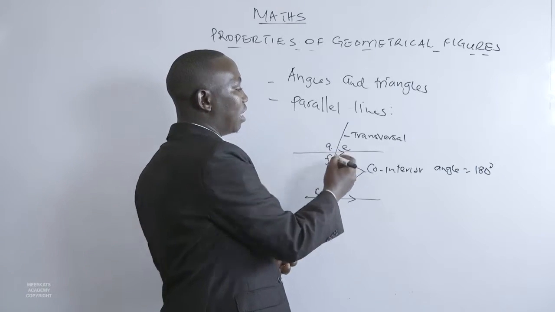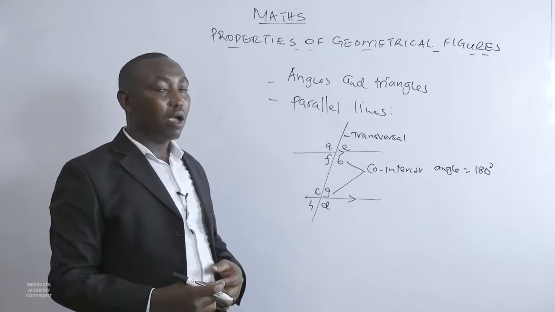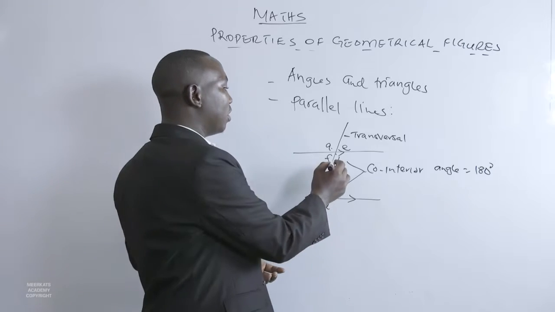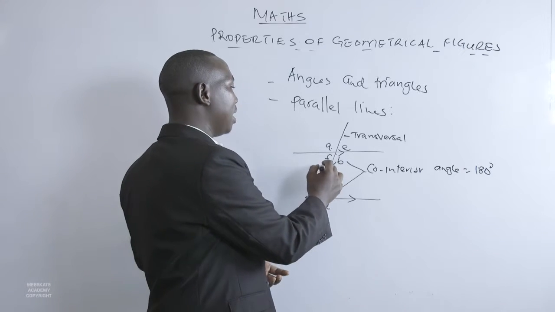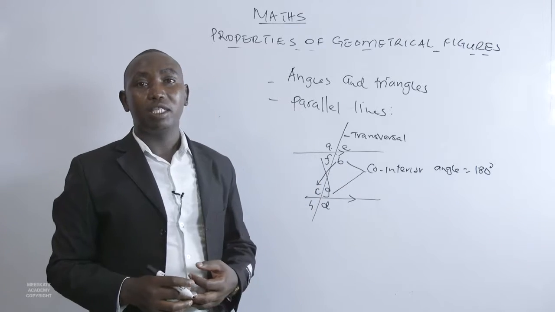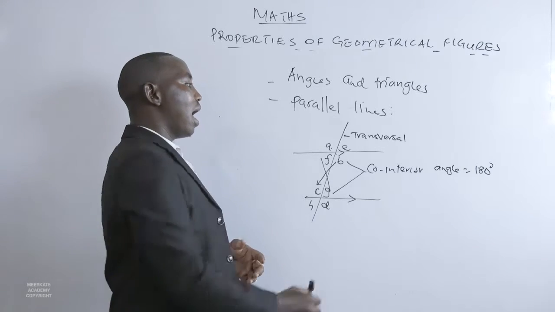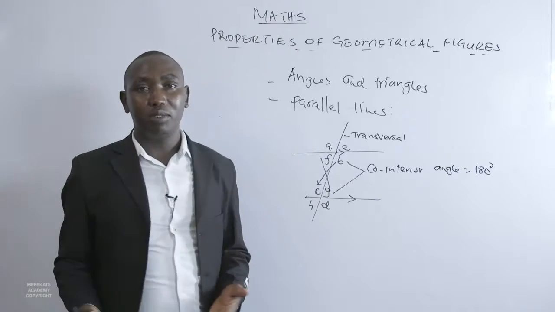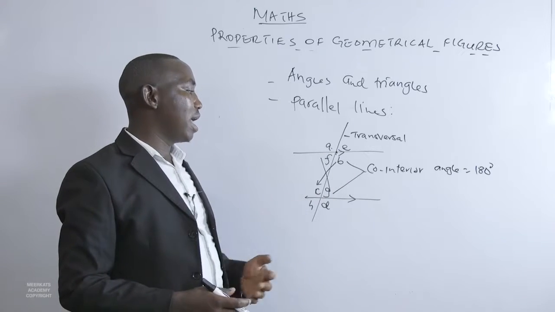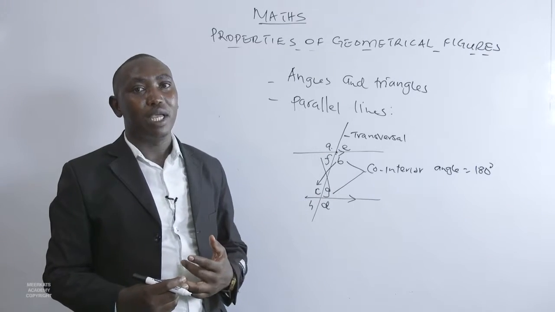We talked about A and B as being vertically opposite. We talked about B and C, F and G as being alternate angles, and they are always equal. Angles at this particular point will always be equal to 360 degrees.